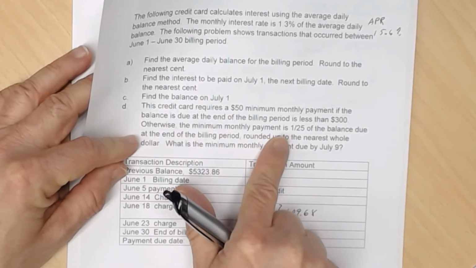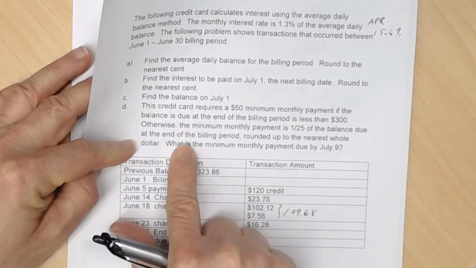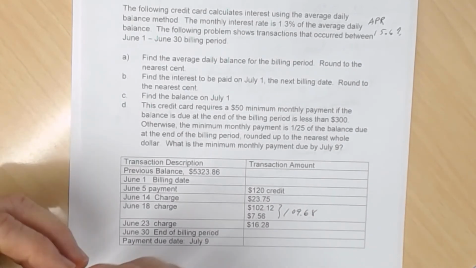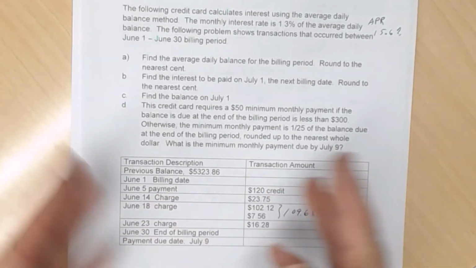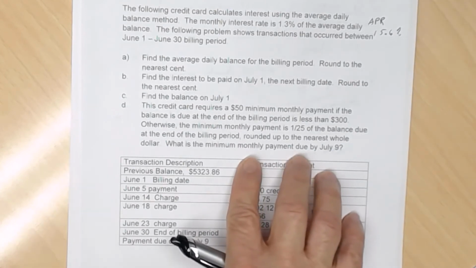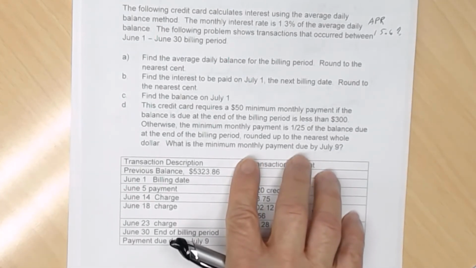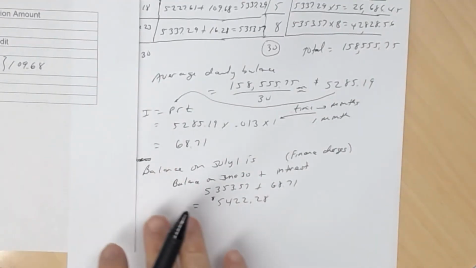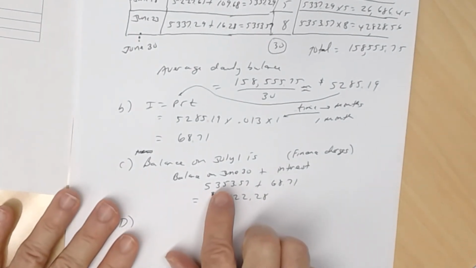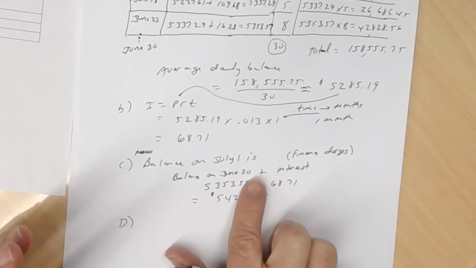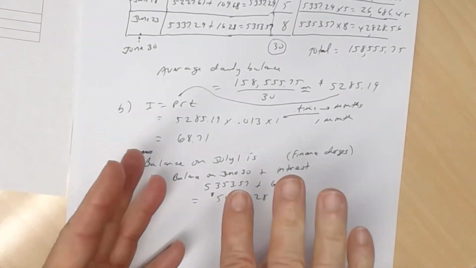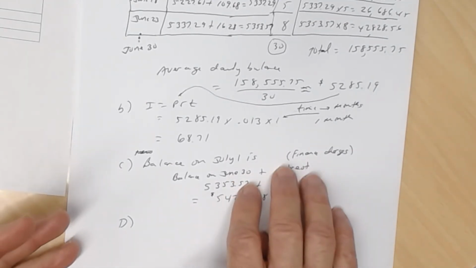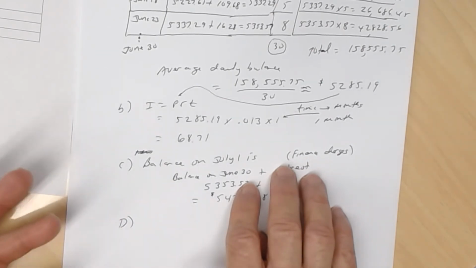Otherwise, the minimum monthly payment is 1/25 of the balance due at the end of the billing period. And then always remember, you're going to round the minimum payment. The minimum payment will most of the time be a whole number, so we're going to round to the nearest whole dollar. Usually, if the minimum payment is not a set amount, it's a percentage, usually about 2%, 3%, 4%, whatever it may be.